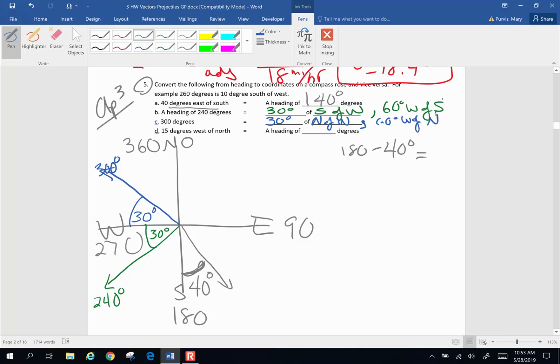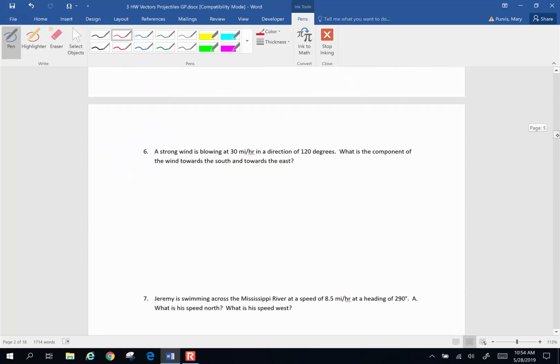Last but not least, let's do this one in red, 15 degrees to the west of north. There's north. We're going to go 15 degrees west of north. So what's that going to be a heading of? Well, due north is 360 degrees. We go to the west, so we subtract 15 degrees. That's going to be 345 degrees. So it doesn't matter which way you say it. These can be said in many different ways, but you have to be able to convert one to another.